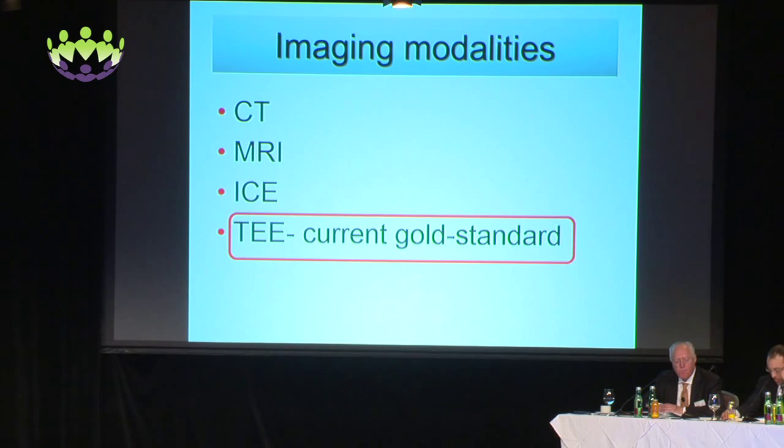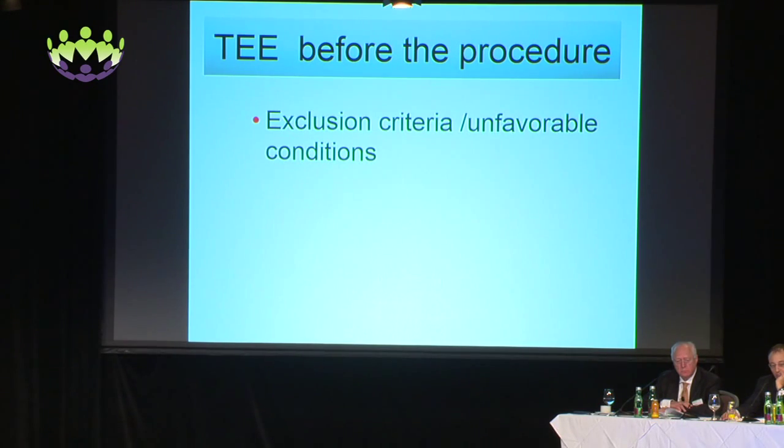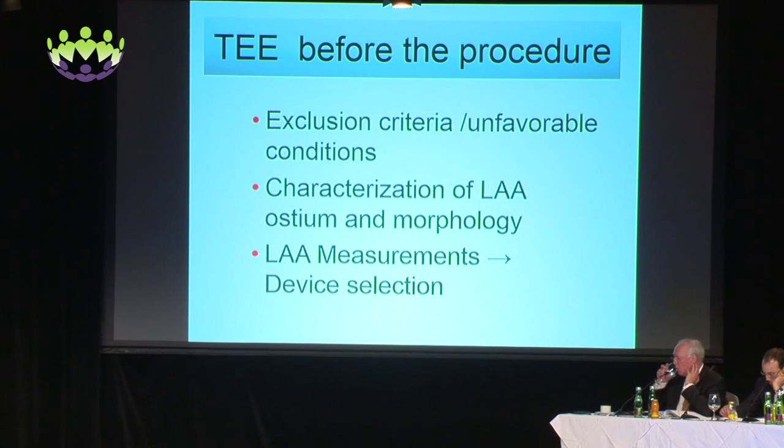So let's come to the last point, the TE, and I think we all agree this is a current gold standard, and most people use it in the lab for the guidance of the LAA procedure. How can we use it before the procedure, or how should we use it? We should use TE to exclude contraindication and to look for patients with unfavorable conditions for a procedure. The next thing we have to do is to characterize the LAA osteum and the morphology, because we are dependent on that as long as we implant an endoluminal device. And a very important step, we have to do some LAA measurements because this leads us to a device selection.